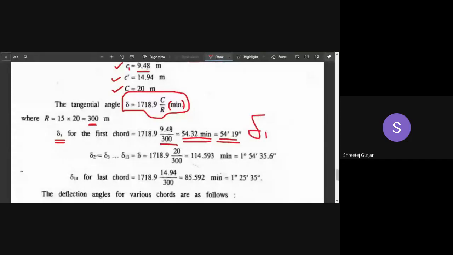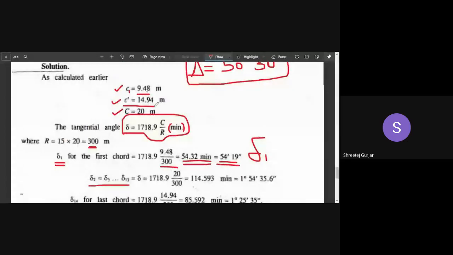Next, from delta 2 up to delta 13, the chord length is common, that is 20 meters. The chord interval we had set is 20 meters. How many chords? 12 chords. This is the first chord, and this is the last chord, so totally 14 chords, right?